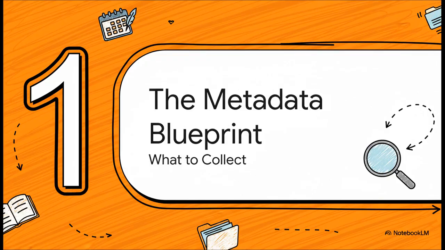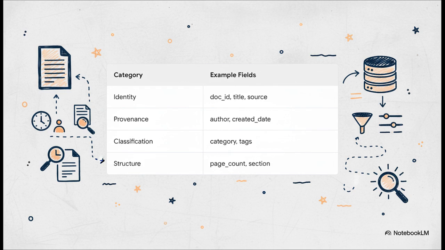Okay, so how do we get there? How do we actually achieve that 40% boost? Well, it all starts with a plan. We need a metadata blueprint, a really clear strategy for what information we're going to capture for every single document in our system. A good blueprint breaks everything down into these logical buckets. You've got identity, which is basically what is this document. Provenance tells us where it came from. Classification is all about what it's about, and structure helps us understand its layout. Together, they create this rich, detailed profile for every piece of content.